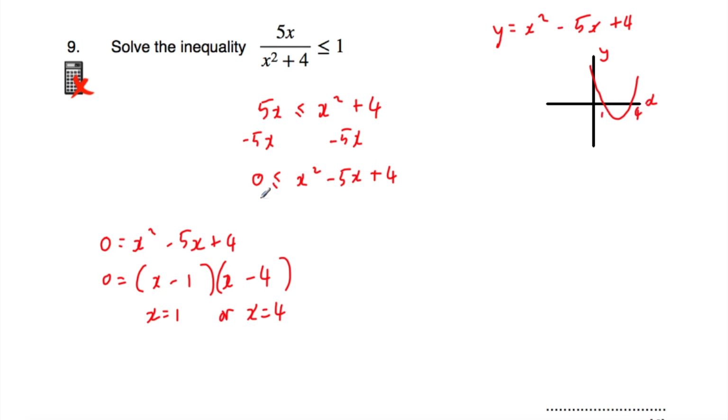Now let's go back to our inequality. Now actually I'm going to turn this around, so I'm going to write x squared minus 5x plus 4.